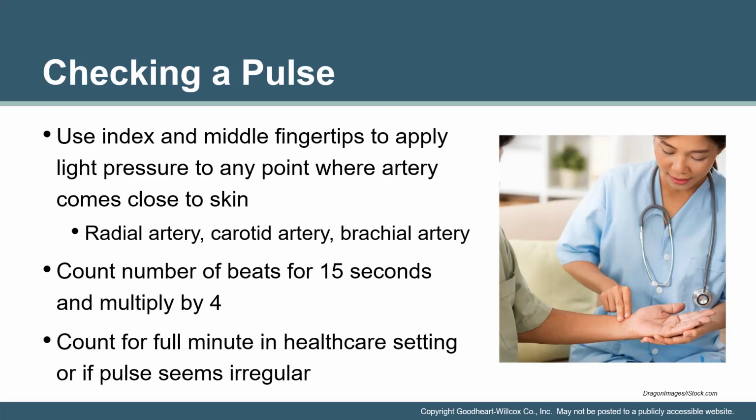When you have your fingers gently on someone's pulse or your own, you're going to be looking at a stopwatch or a clock. So you have to watch the time, but count the beats. At the end of 15 seconds, you have your number, beats per 15 seconds. So you multiply that by 4 to get beats per minute.